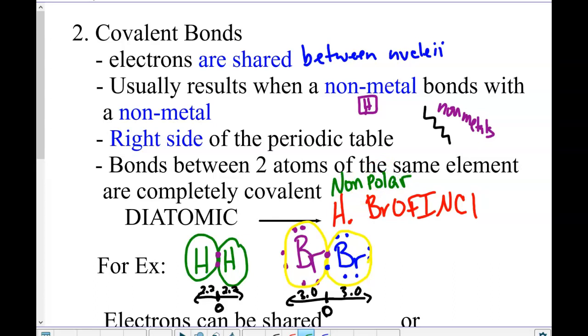Nonpolar means that it doesn't have opposite sides. So we're going to learn about this term polar. Polar means that there are two opposites. Nonpolar means that there's no difference all the way around. So it's symmetrical, and those force vectors are canceling each other out. They're adding up to 0. The electrons are at equilibrium between the nuclei.